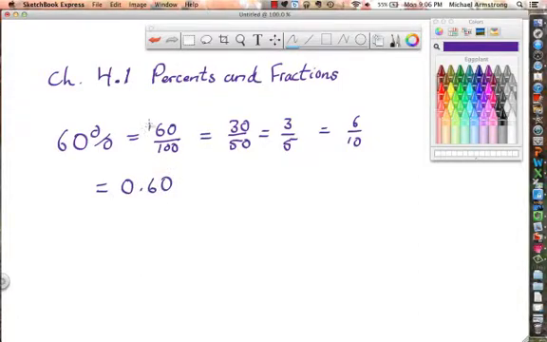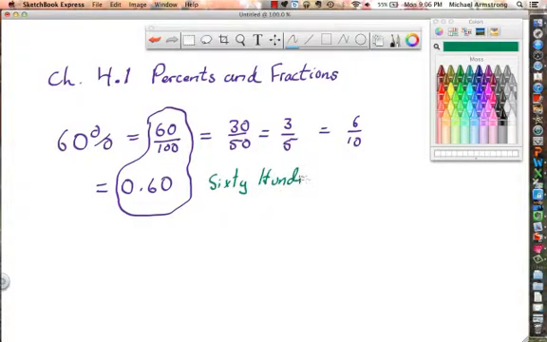I want you to notice here that these two are pronounced the same. If you read this one, this is 60 hundredths. And if you pronounce this one, this is 0 and 60 hundredths. So if it's 60 hundredths, we can write it as a fraction, a decimal, or as a percent. So it's something pretty easy to use.